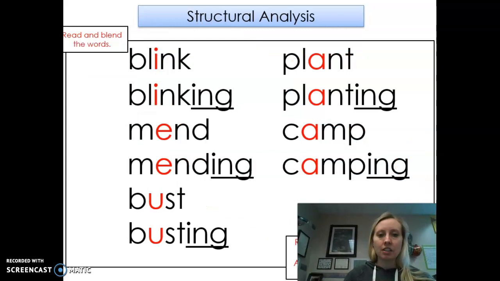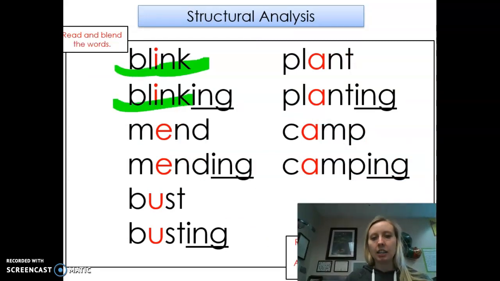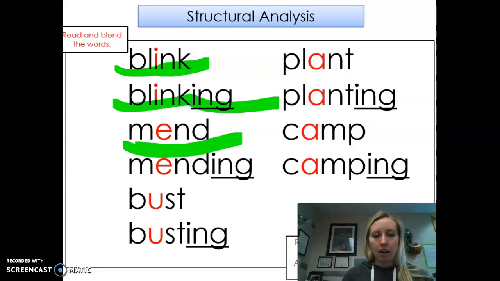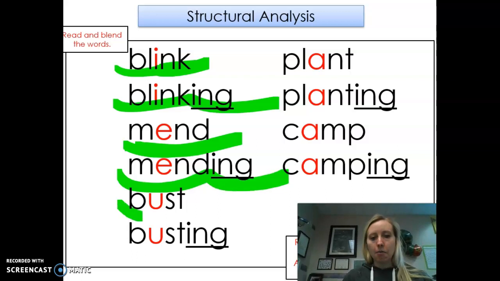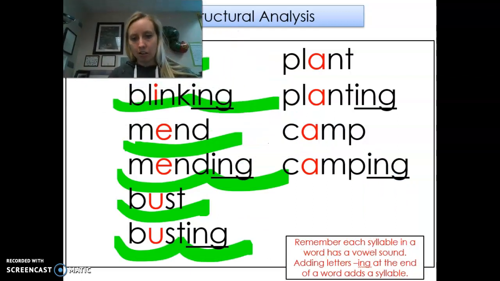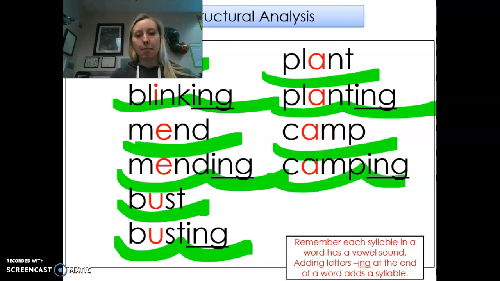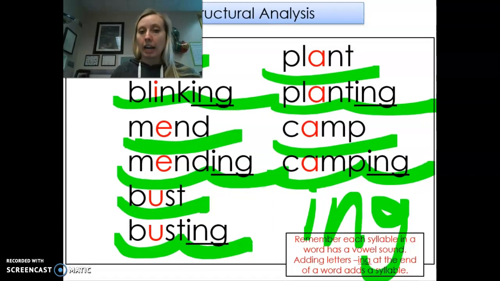Let's look at a few more of these. So ing says ink, so blink becomes blinking. Mend is when you fix your clothes. Mend becomes mending. Bust is like if you bust something, you break it, becomes busting. Plant becomes planting. Camp becomes camping. ing means it's happening right now.